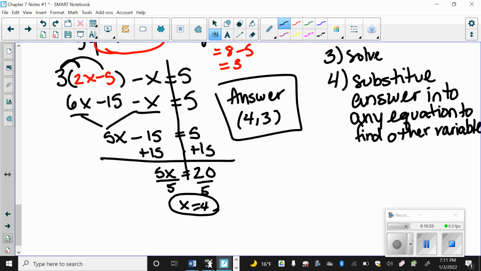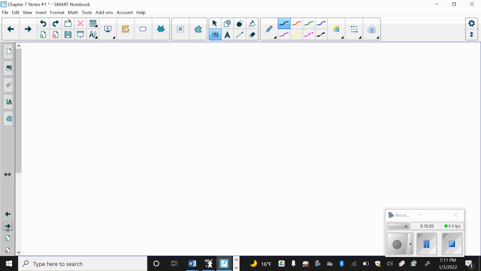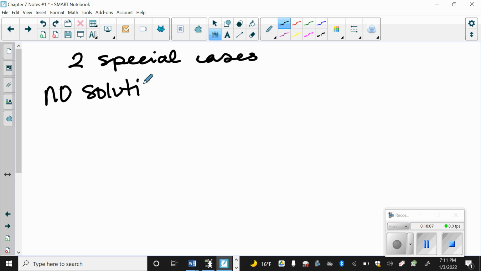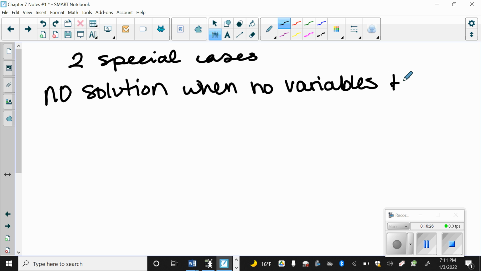All right, there are two special cases that we're going to talk about. The first one is no solution. Just like when we're solving for an equation, we're going to get no solution when we have a false statement. So no solution when there's no variables and a false statement.